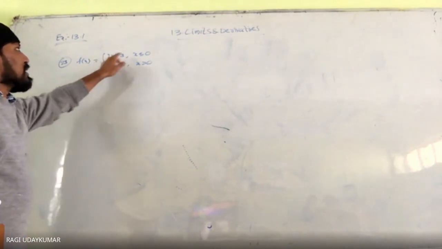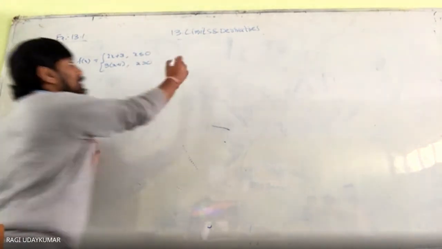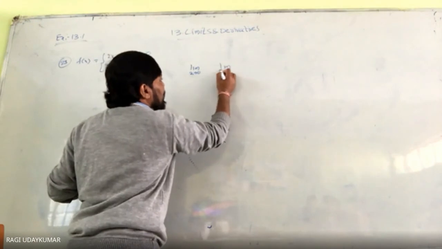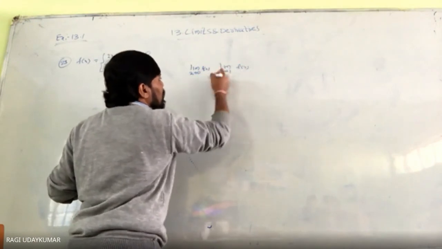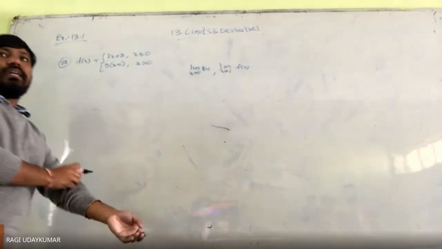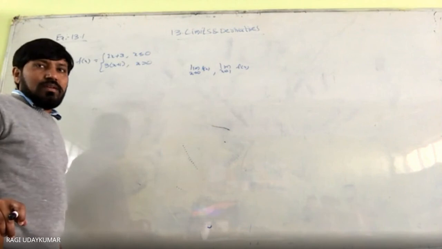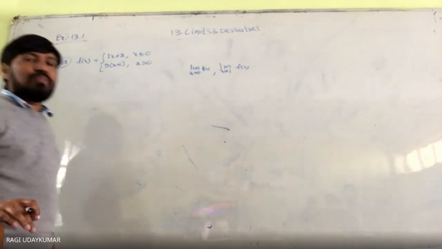2x plus 3 for x less than or equal to 0, and the other function for x greater than 0. Here you are asked to find the limit as x tends to 0 and the limit as x tends to 1 of f of x. Both we have to find out. See, this function is a split function at 0. So first we have to take the limit as x tends to 0, and then the other one. I'll explain it.